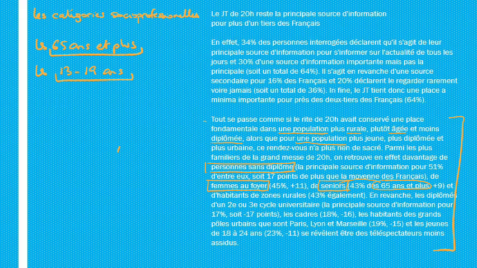So, en revanche, remember I said this is going to oppose what we had before and so on. So we actually find the opposing categories. So we've got les diplômés here, and guess what? Les personnes sans diplôme.